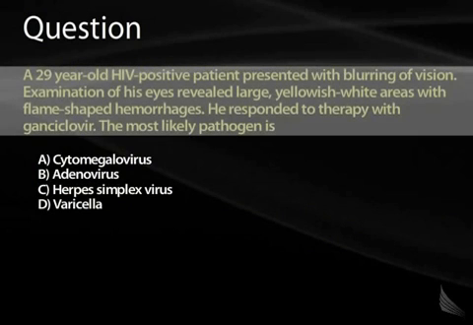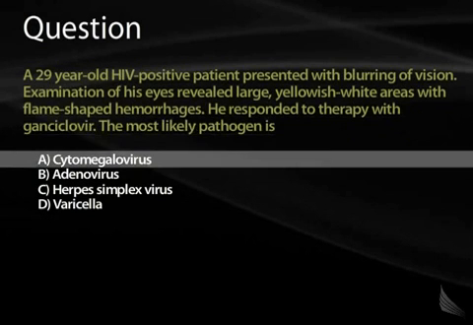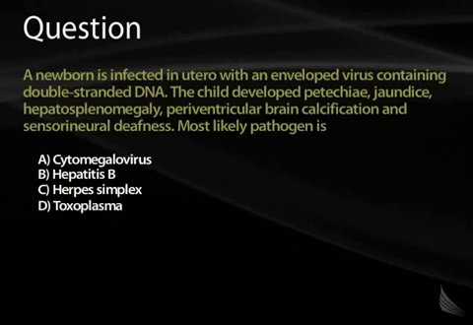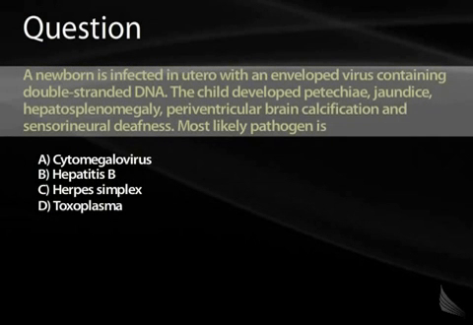A 29-year-old HIV-positive patient presented with blurring of vision. Examination of his eyes revealed large yellow-white areas with flame-shaped hemorrhages. He responded to therapy with ganciclovir. The most likely pathogen is? This is kind of the same question we had before. It's cytomegalovirus.